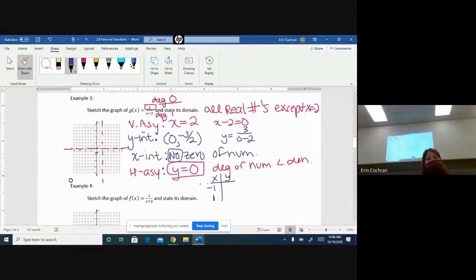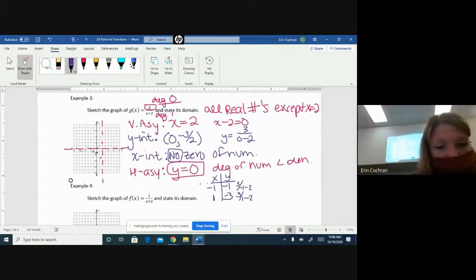Yeah. So let's plug in -1. 3 over -1 minus 2. So it's 3 over -1 minus 2, which is -1. So can I graph (-1, -1)? And let's do 1. 3 over 1 minus 2, and what do we get? -3. So now we have (1, -3). So can we draw this where we approach the asymptotes but never cross? Yeah, so we've got the one branch.